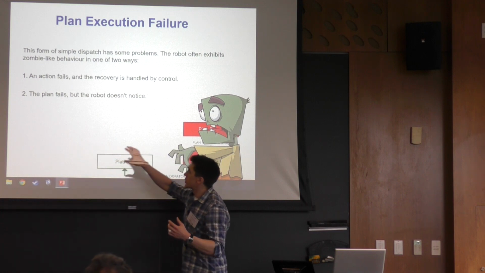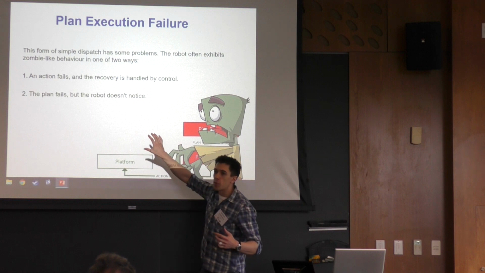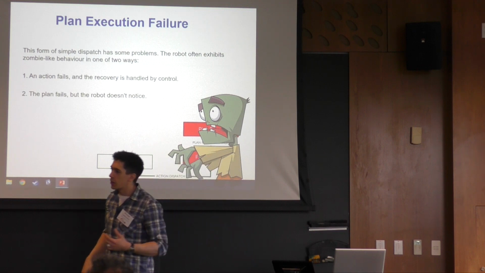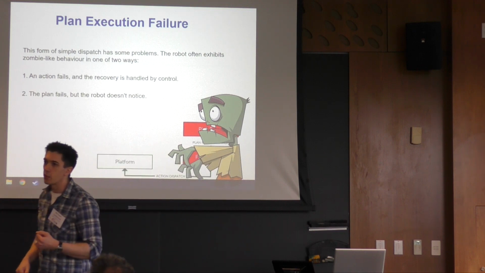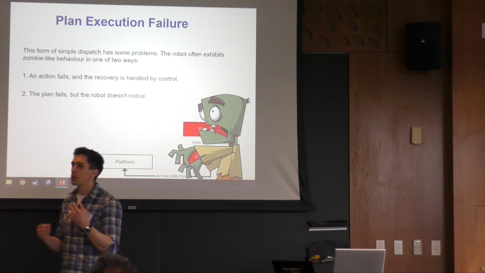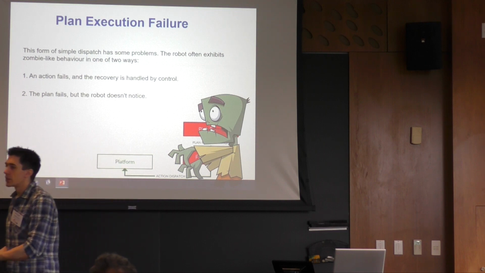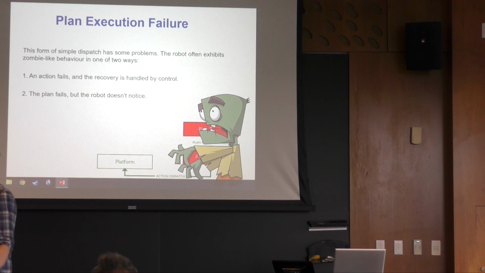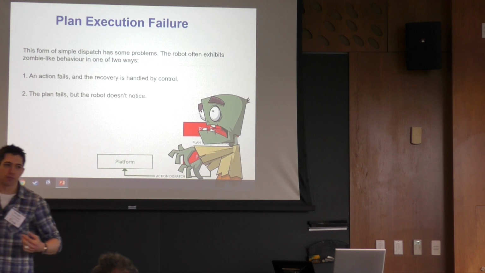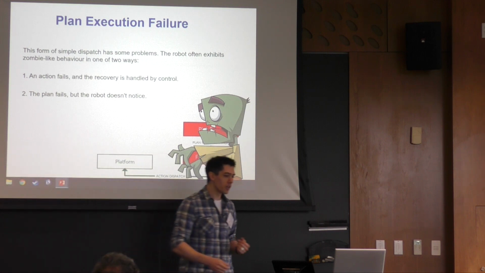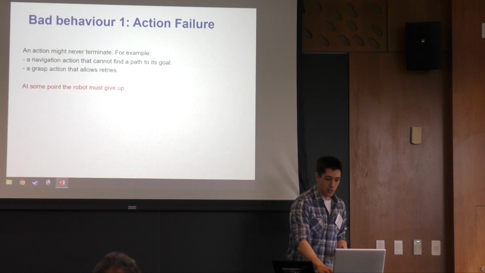The other thing that can happen is that the plan will fail, but the robot doesn't notice. That's more like what you were talking about, where an action has failed, but the action doesn't realize that it's failed. And the plan hasn't realized that the action's failed because it reported success, or we didn't check its postconditions, and the robot continues acting, driving uselessly into a wall or down some stairs.